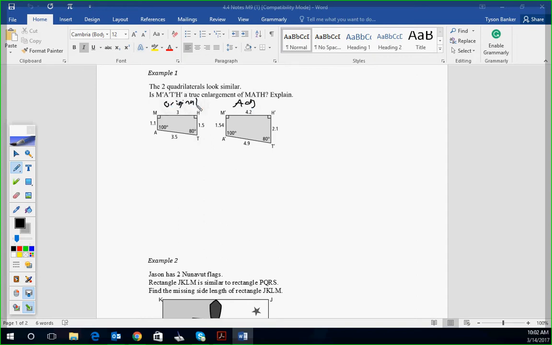Okay, and you want to see, is it a true enlargement? The only way to prove that is to make sure that all matching corresponding sides have the same proportion. All of them have to. Do they have the same angles? Yes. So we're good on angles.